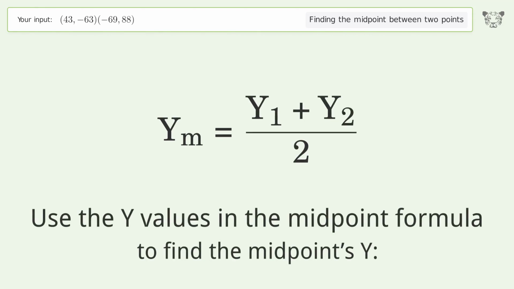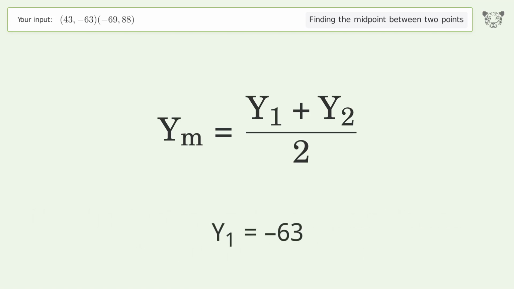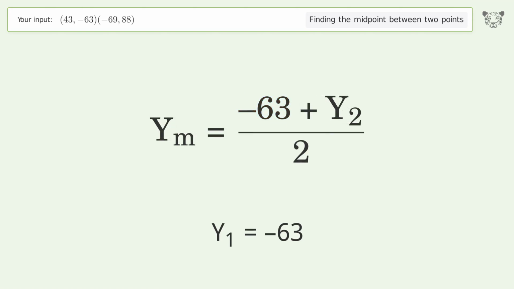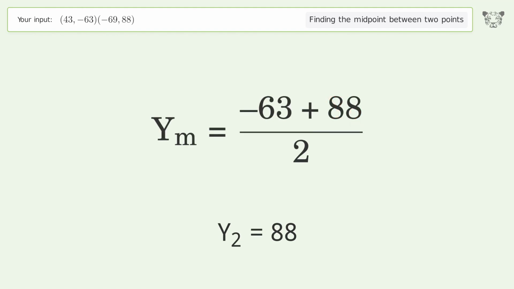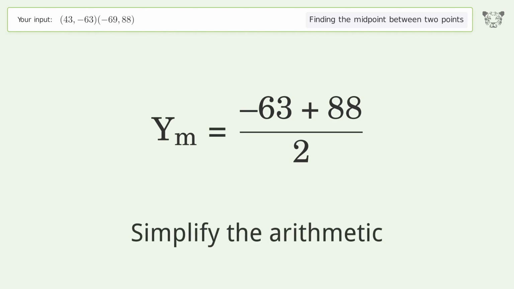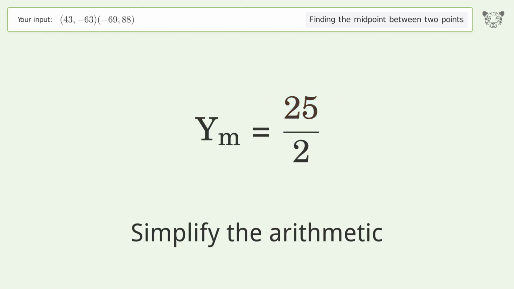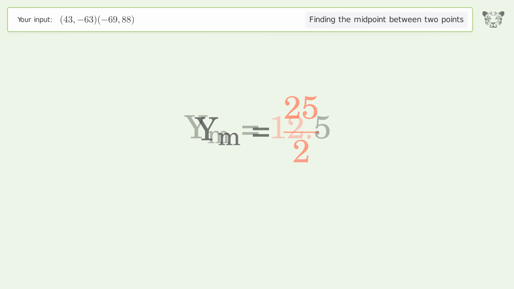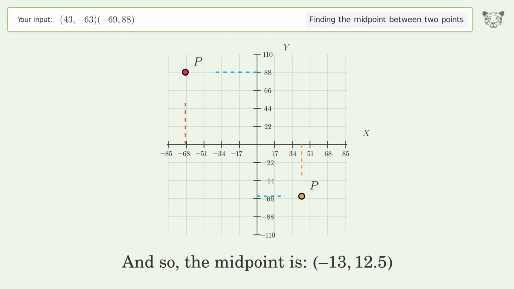Use the y values in the midpoint formula to find the midpoint's y. y1 equals negative 63. y2 equals 88. Simplify the arithmetic. And so, the midpoint is negative 13, 12.5.